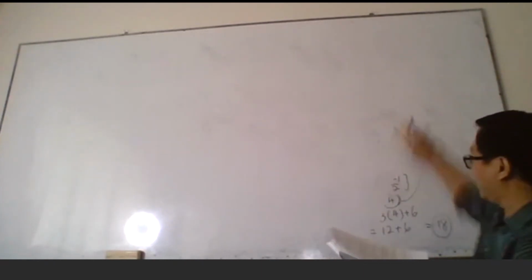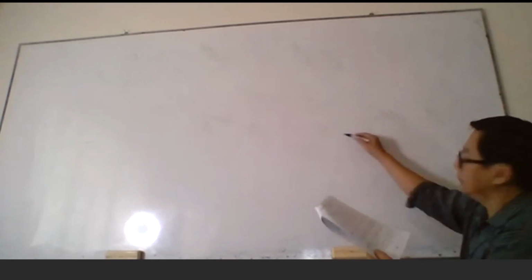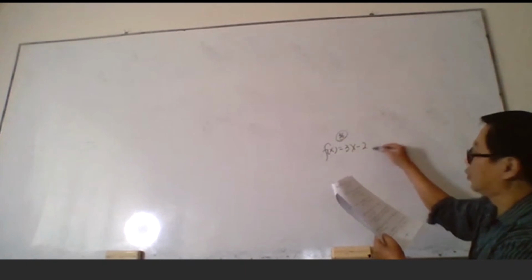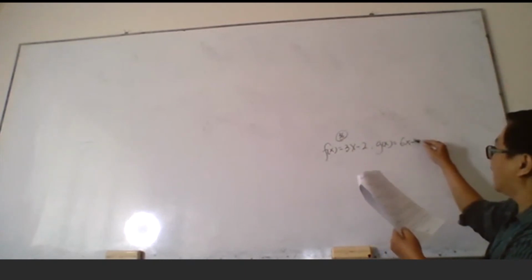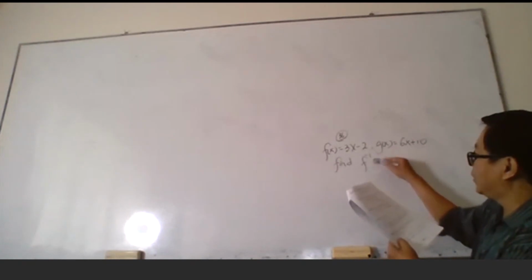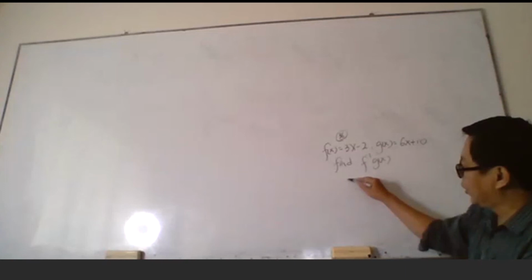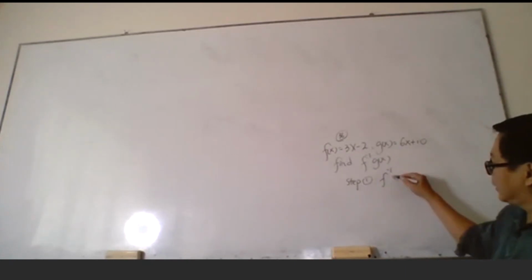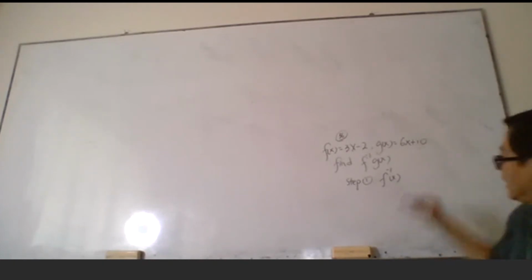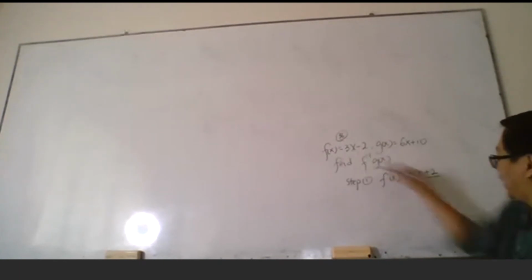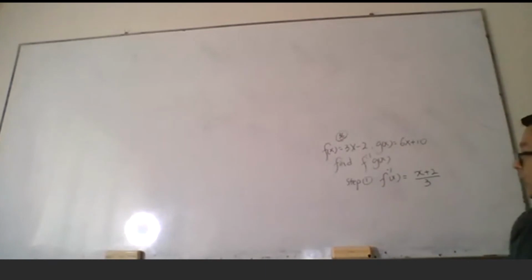So that's your question 36. f(x) will be 3x minus 2, and g(x) will be 6x plus 10. The question asks you to find f inverse g(x). So I will use two different steps. Step 1, I'm going to find my inverse before I can get my composite. My inverse will be x: if it is minus 2, it becomes plus 2, and if it is times 3, it becomes divide by 3.